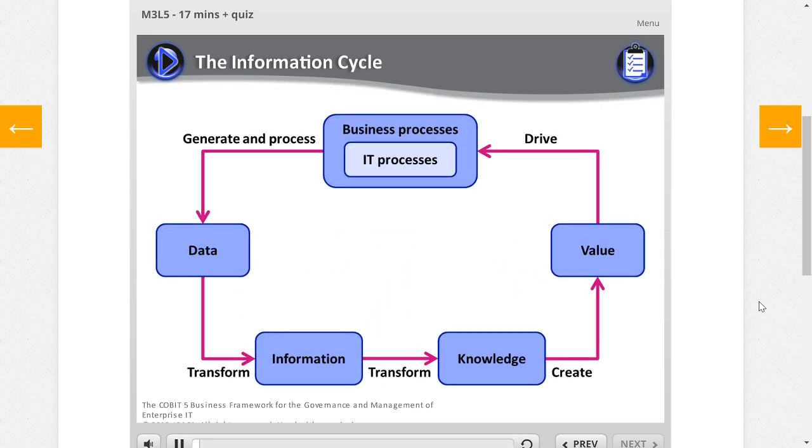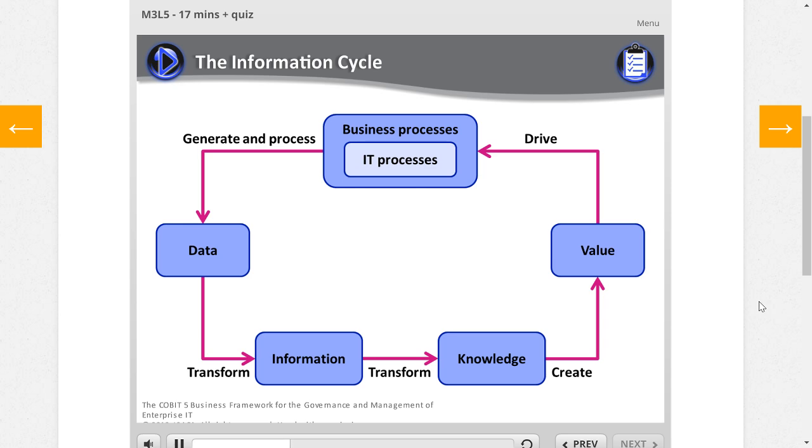Okay, so far in the lesson, you've learned about the goals of the information enabler and how they relate to COBIT 4 information criteria. The next topic is the information cycle, which is shown in the diagram on your screen. You can see that business processes, including IT processes, process and create data. Data, as you know, are simply discrete facts that in themselves have no meaning.